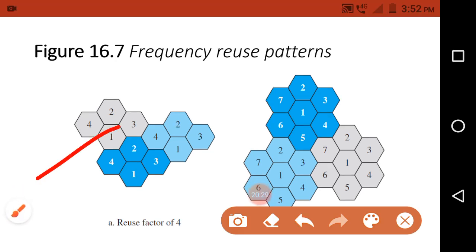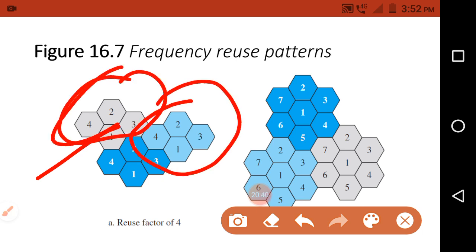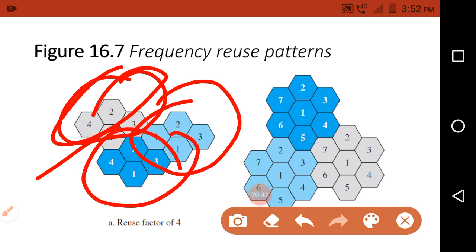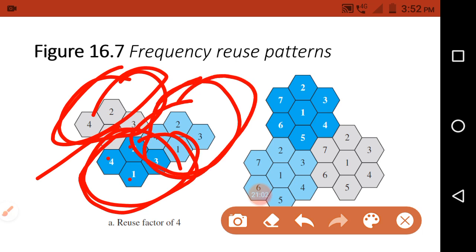You can take this first diagram here. We have made a group of 4 cells here: 1, 2, 3, 4 is one group, this is one group, and this is one group. We have made groups of 4 cells, and each cell present in each group contains a unique set of frequencies. Likewise, in another group, the cells present in that group also contain a unique set of frequencies.